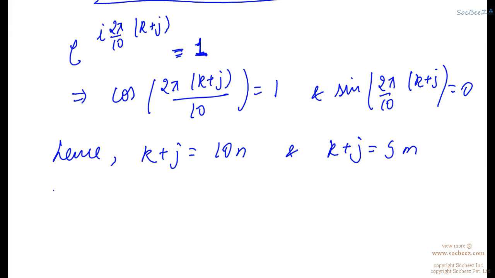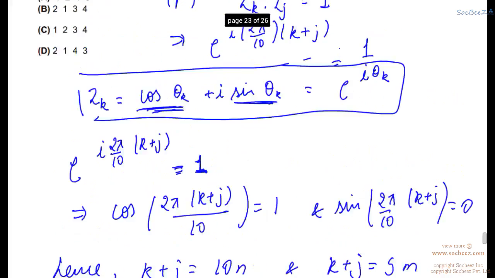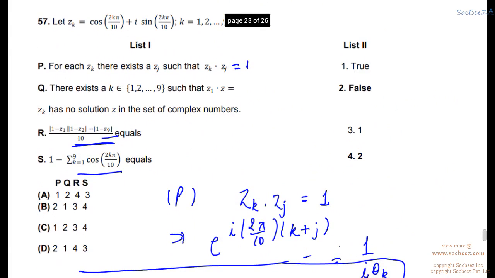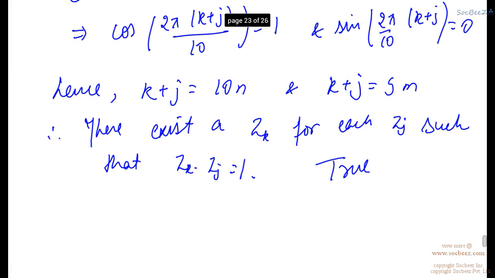So therefore there exists a zj for each zk. Therefore there exists a zk for each zj such that zk dot zj equals 1. So this is true. Here in this case this is true, right? So p corresponds to 1, or this corresponds to p. You can write it more appropriately there. Okay, so now solving for q here.